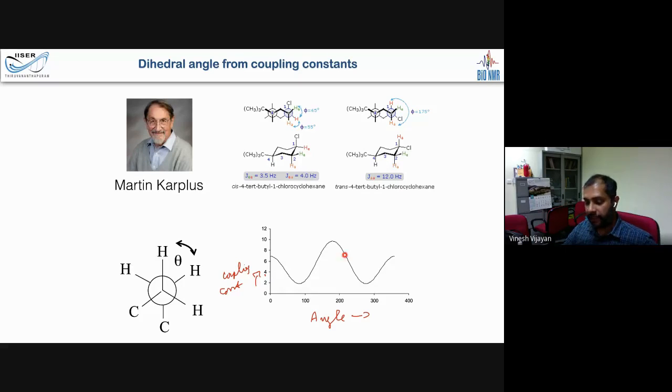Okay, so that's how much you can get from this. This is an empirical formula. There is no derivation for this formula. Martin Karplus got the Nobel Prize not for this. He did it for molecular dynamics, but he still worked on NMR. He had worked on NMR. He started with NMR.